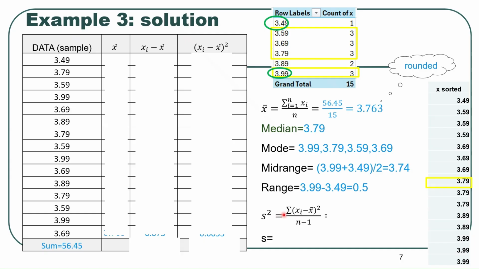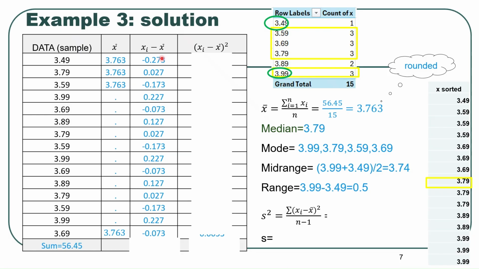The sample variance is calculated using the sample variance formula, where I am dividing over n minus 1. So n minus 1 would be 14. And for that sum, we need to do the same steps as we did before. So here is my X bar column. I'm going to list my mean in all of these cells and get the deviation again.